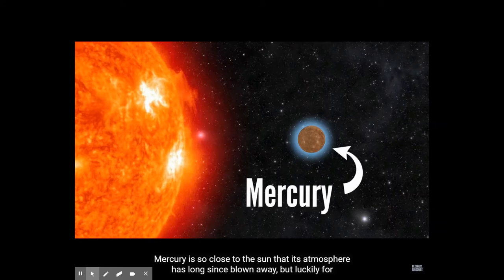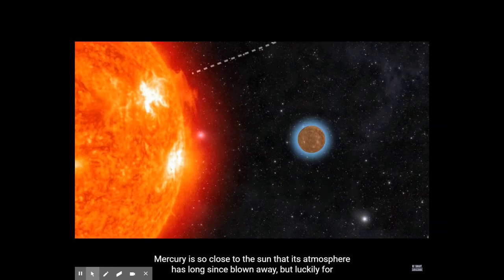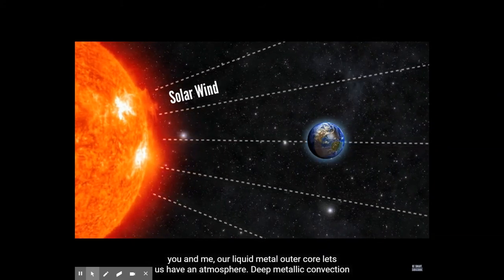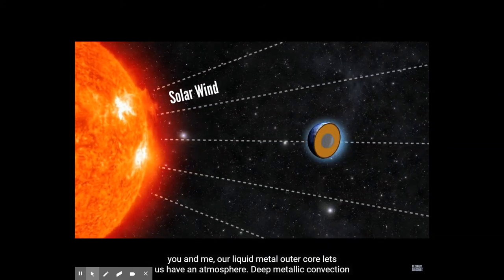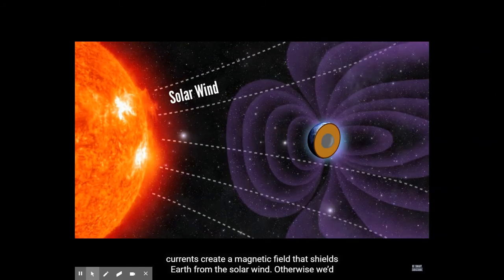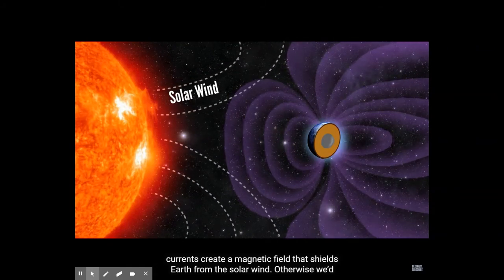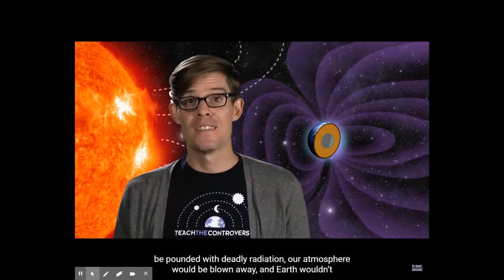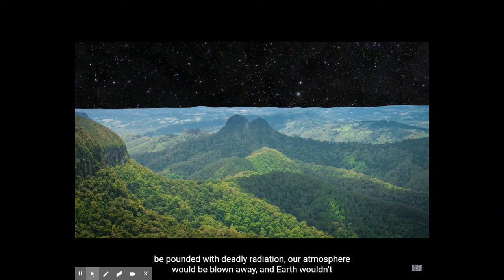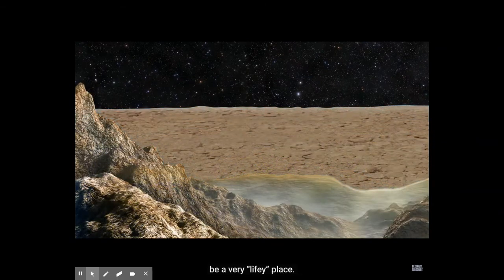Mercury is so close to the sun that its atmosphere has long since blown away. But luckily for you and me, our liquid metal outer core lets us have an atmosphere. Deep metallic convection currents create a magnetic field that shields Earth from the solar wind. Otherwise, we'd be pounded with deadly radiation. Our atmosphere would be blown away, and Earth really wouldn't be a very lifey place.